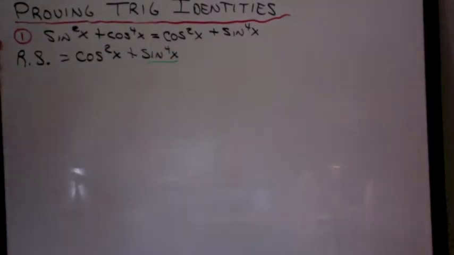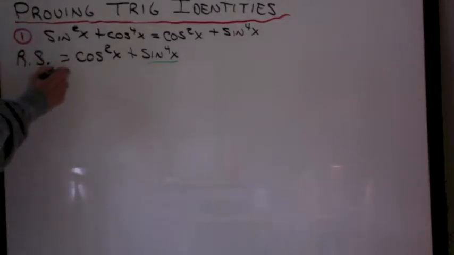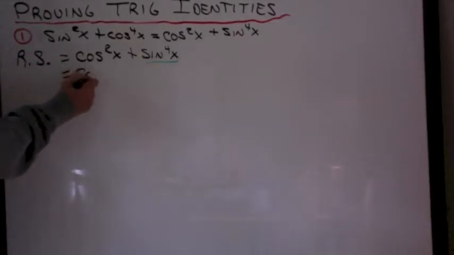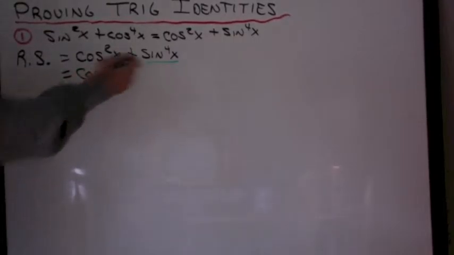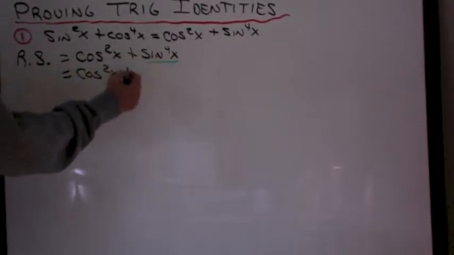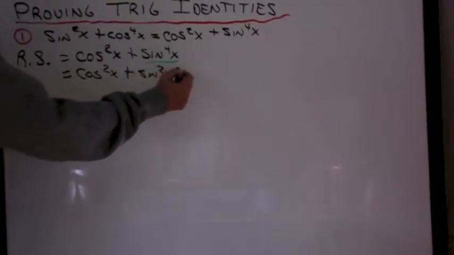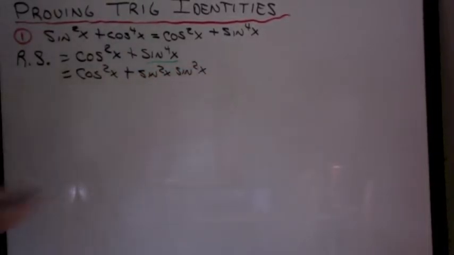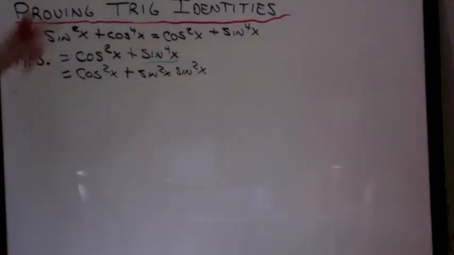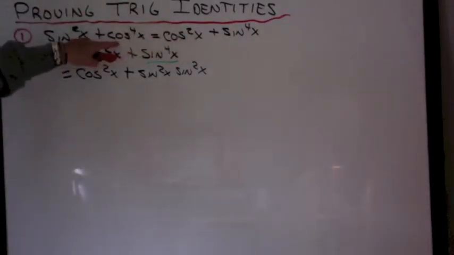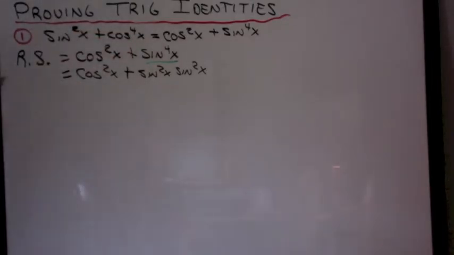The first thing I'm going to do is rewrite it in a different form. So we have cos squared x, and this is the same thing as saying sine squared x, sine squared x. Notice what I want to get to. I'm working with the right side and I want to get to the left side. I need to bring in a cos 4x. So that's what I have to keep in my mind.